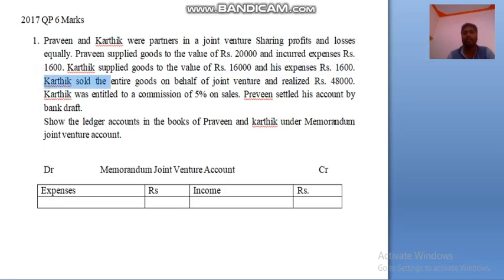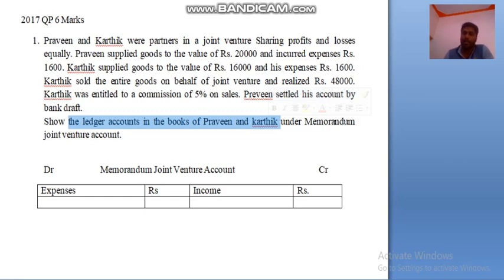And next, Karthik sold the entire goods. So who sold the goods? Karthik. And he realized rupees 48,000 by selling the goods. Karthik is also entitled to a commission of 5% on sales. So these are the transactions, and by using this information, we have to prepare the ledger accounts in the books of Praveen and Karthik.